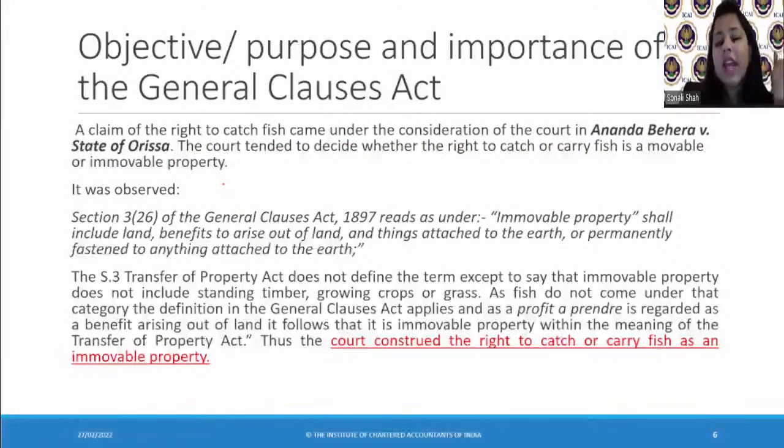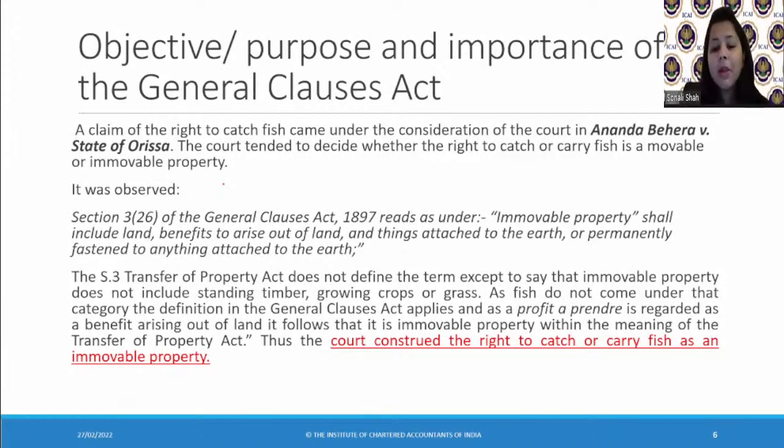So there was a case, Anand Behra versus State of Orissa. This case pertained to the Transfer of Property Act. Now the question was whether the right to catch fish is a movable property or immovable property, because there was a dispute pertaining to this.